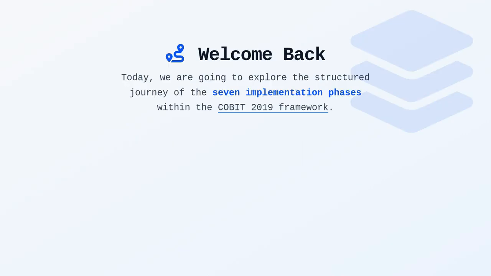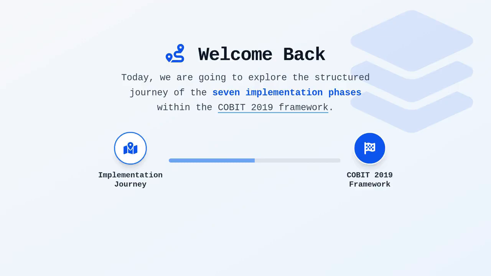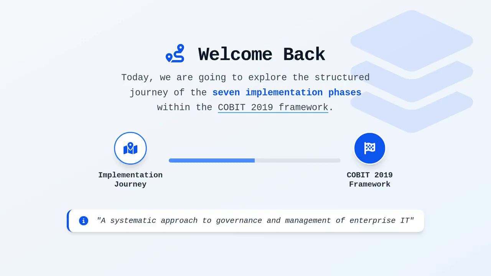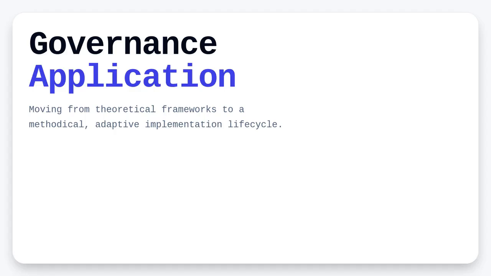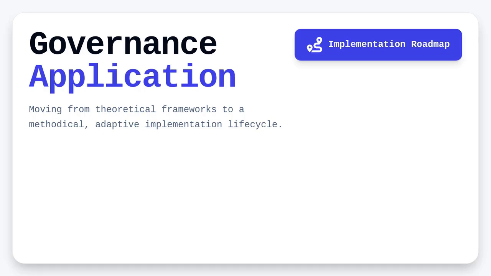Welcome back. Today, we are going to explore the structured journey of the 7 implementation phases within the COBIT 2019 framework. Transitioning from theoretical governance to practical application requires a methodical approach that prevents common pitfalls in organizational change. The implementation roadmap is not a linear set of constraints, but rather a life cycle designed to adapt to the specific needs of an enterprise.